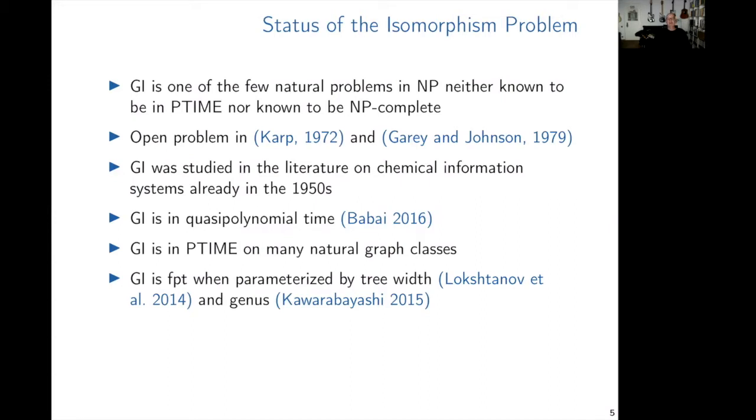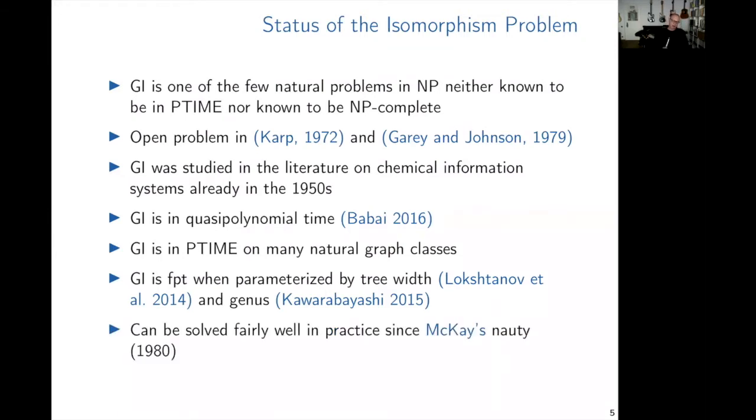It's also FPT parameterized by genus, as Ken Kawabayashi has proved. Okay. And that's pretty much what we know there, I think. At least these are the most important examples. And the last thing I want to mention, that in practice, we can solve graph isomorphism fairly well, and we could do this for a long time.